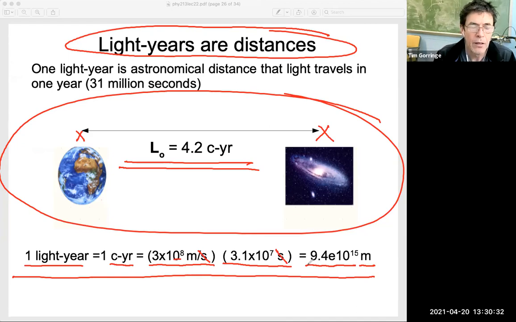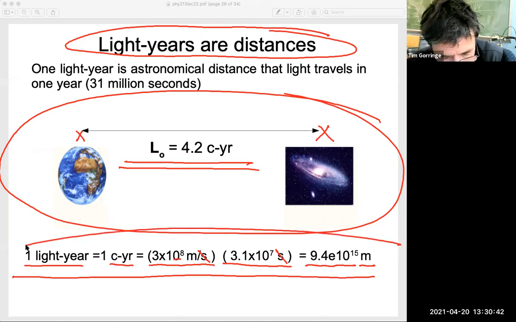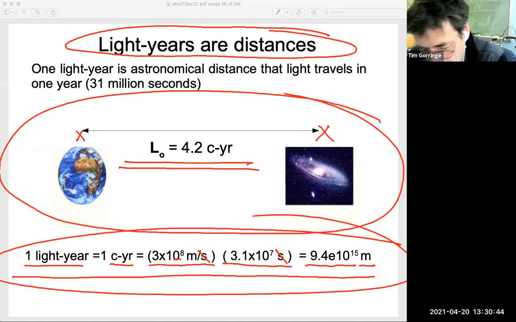That's 9 times 10 to the 12 kilometers, trillion kilometers. It's about 6 trillion miles, just to give you an idea. So that is a distance.